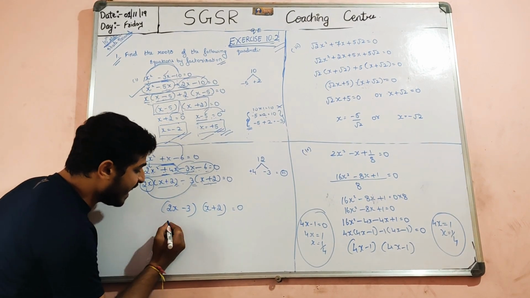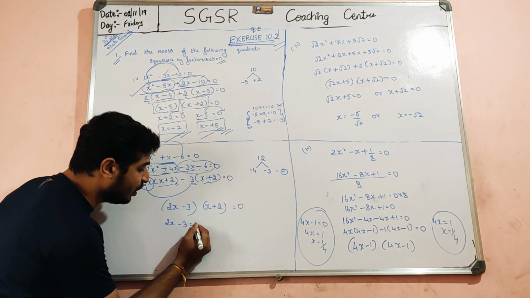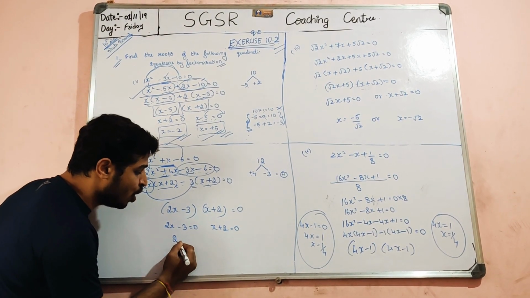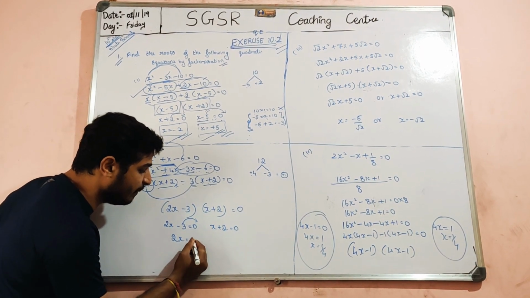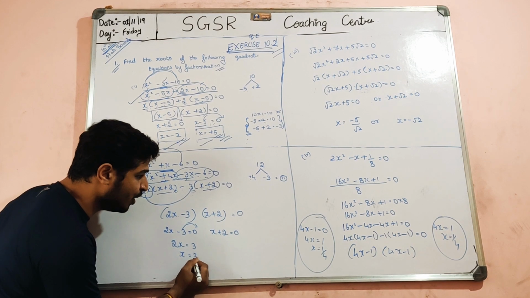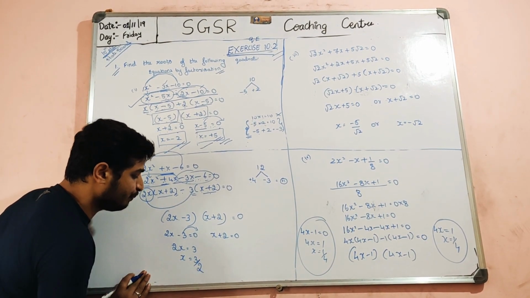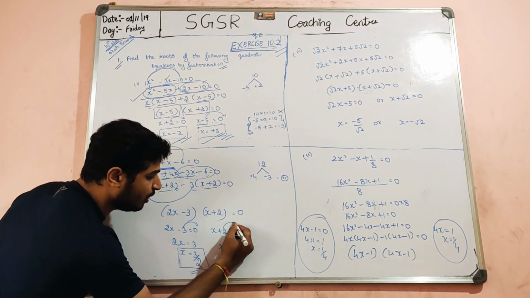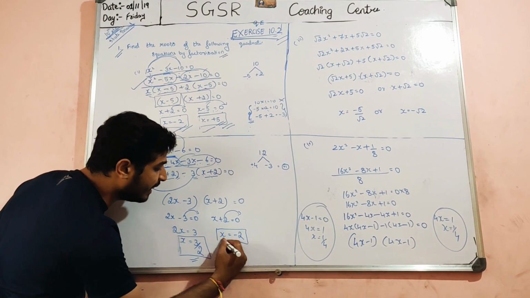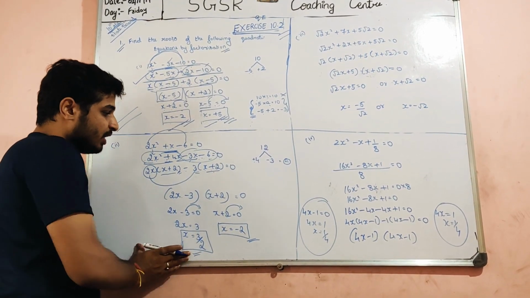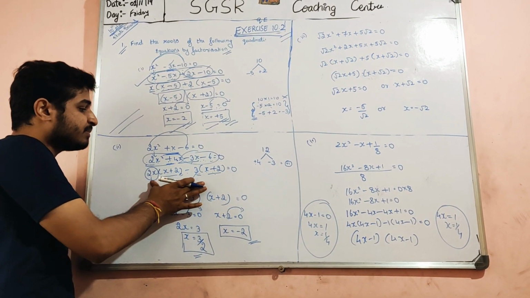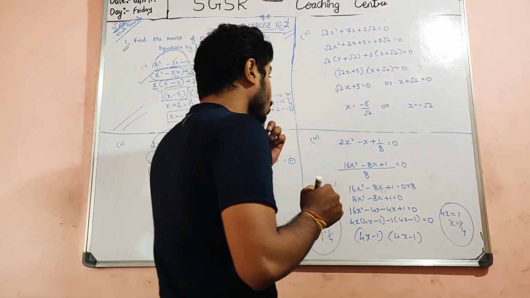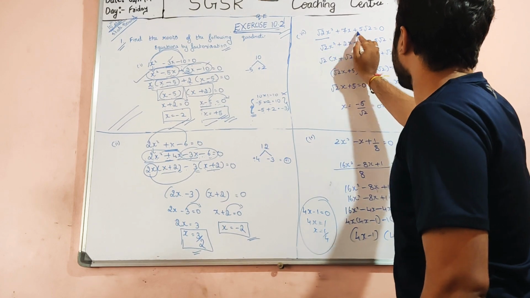Now you can write it as 2x minus 3 is equal to 0, and x plus 2 is equal to 0. Now 2x is equal to, when it is shifted here, it becomes plus 3. So x is equal to 3 divided by 2. Okay students, this is one value. Next, x is equal to minus 2. This is another value. Okay students, carefully observe these steps and solve them perfectly by taking common.